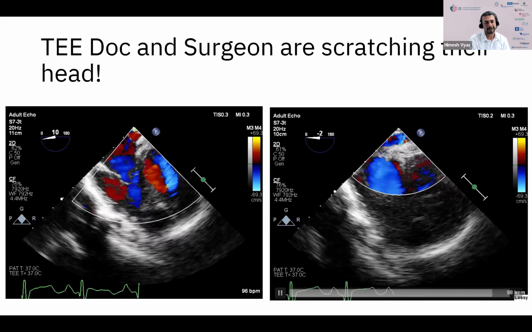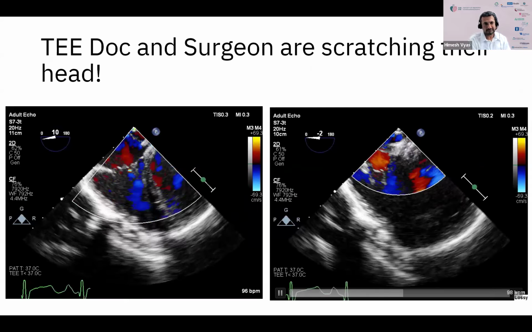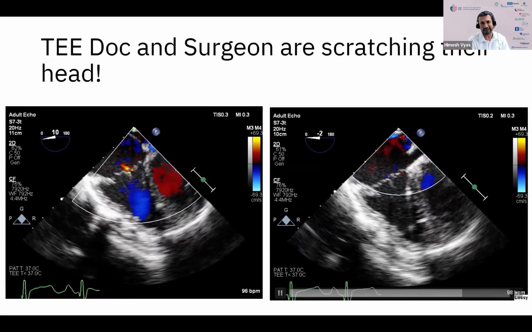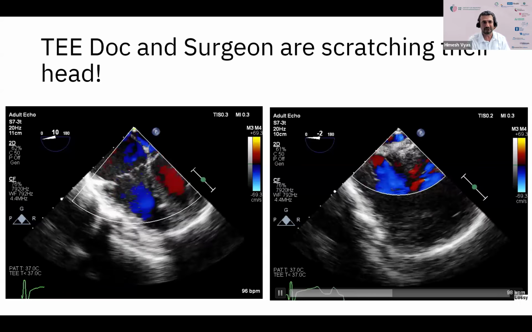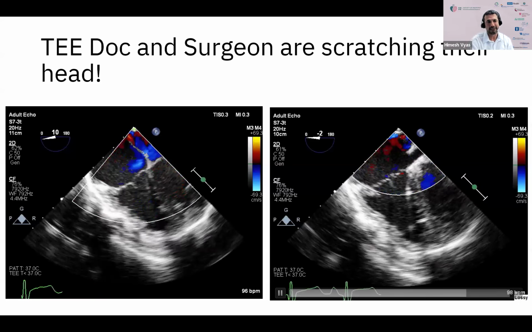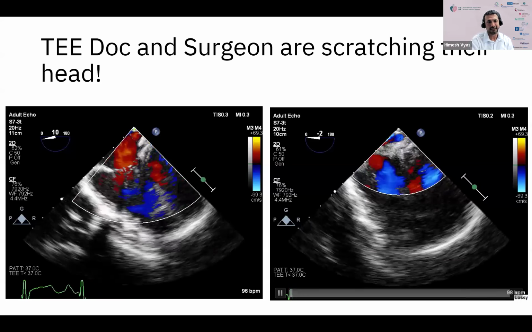And so the TE doc and the surgeon are scratching their heads, and the surgeon calls me over to the OR. And as all of you know, that's never a good sign when the surgeon says, "Can you come over to the OR?" And he tells me, "Himesh, I don't think that I can operate on this patient. I just don't see that there is a significant ASD. There are multiple small fenestrations, but there's not really anything I see that would warrant surgery."